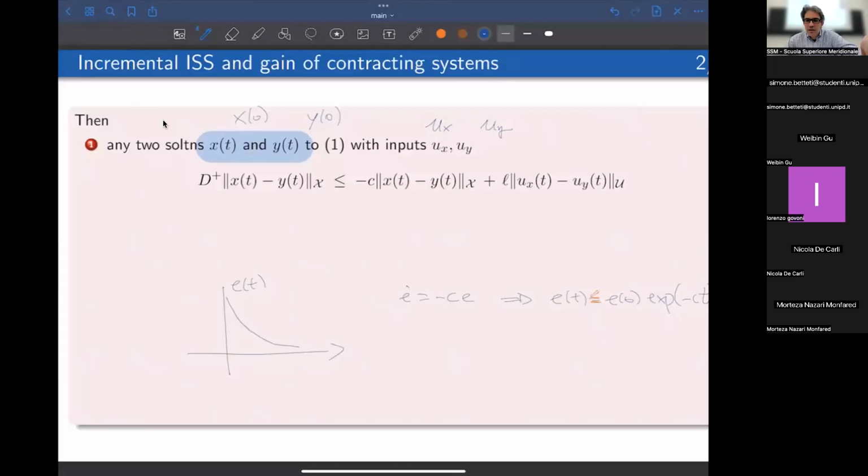And I see another question by Adriano on the chat. Yes, it is exactly the same derivative as in Khalil. It's called the upper right Dini derivative. It's not just the upper right derivative, it's the upper right Dini derivative. It turns out there are four Dini derivatives, and the one that you need for stability purposes is the upper right one.